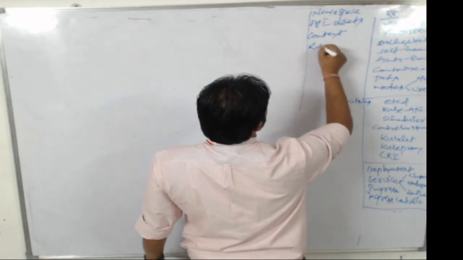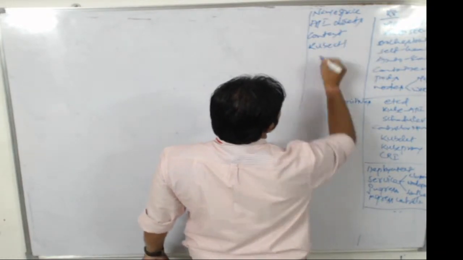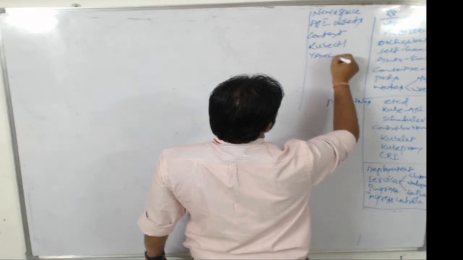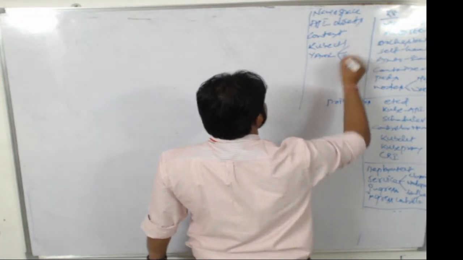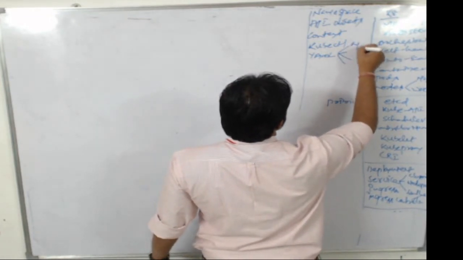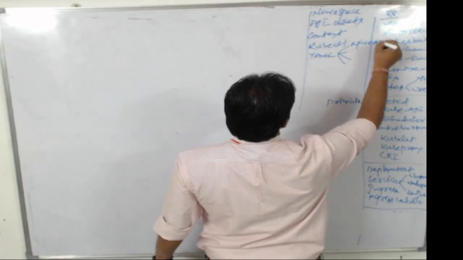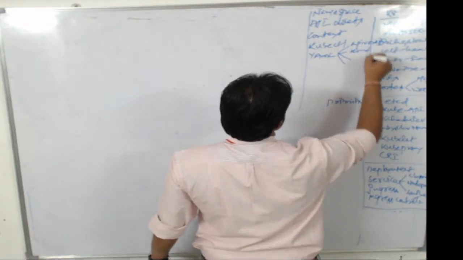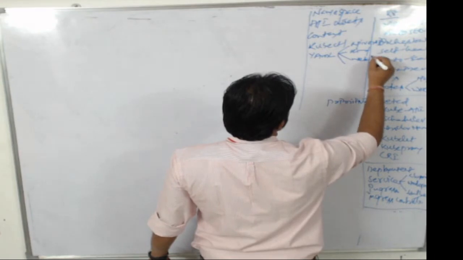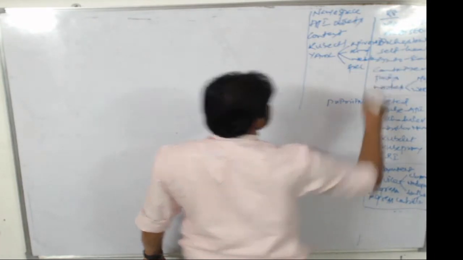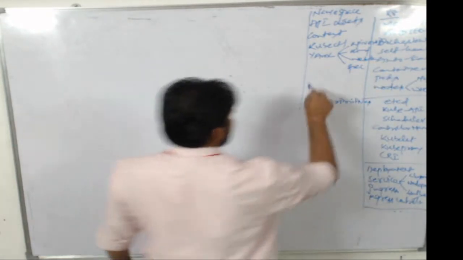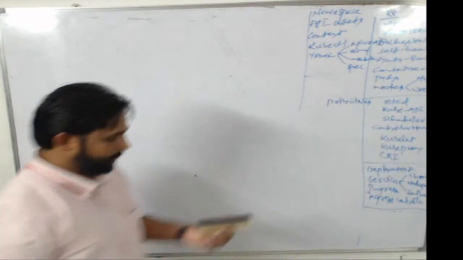Then we talked about kubectl and the YAML file. What are the 4 things in a YAML file? API version, kind, metadata, specs. That's perfect. All right. That's what we have seen so far.